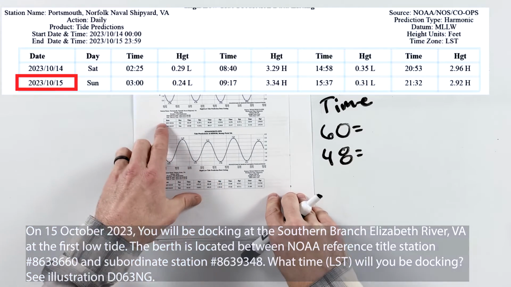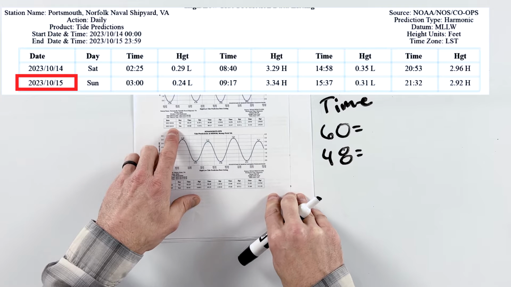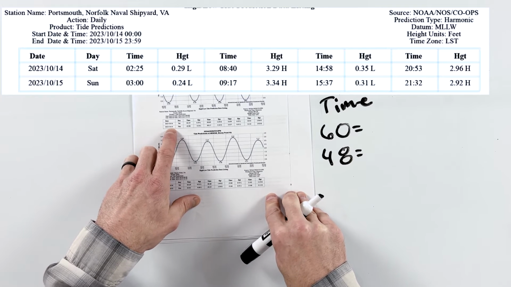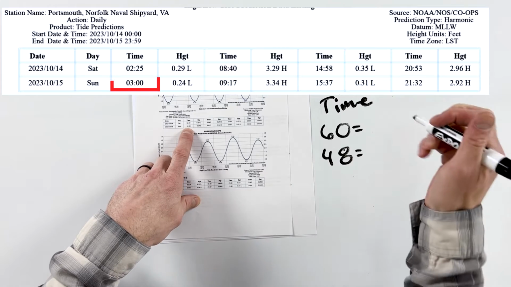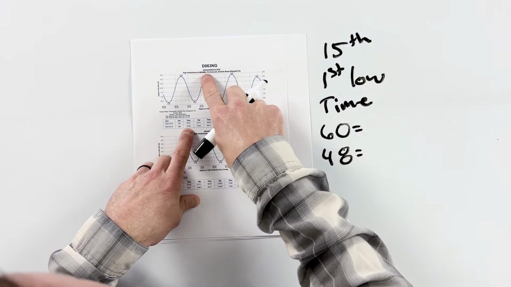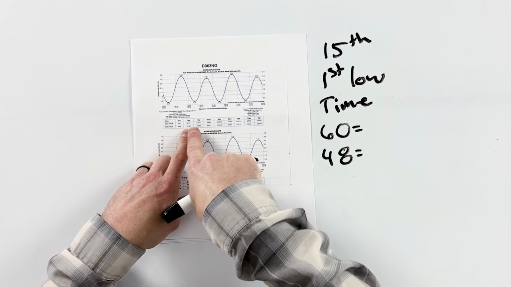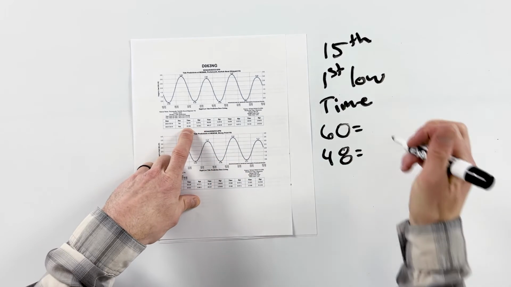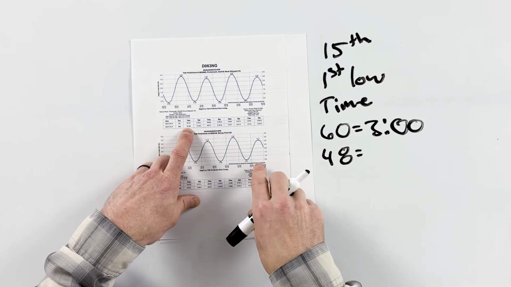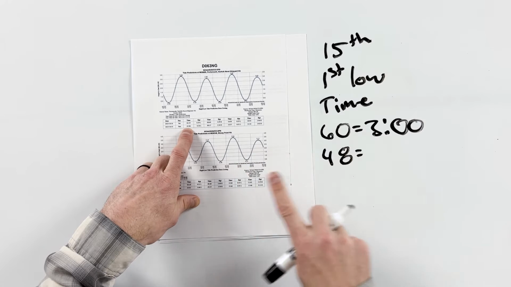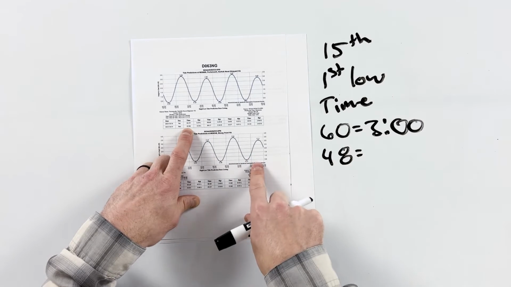So the 15th is now the second row down, and it's the first low on the 15th. So here's the time of the first low, and it is 3. So on 60, 15th, first low, time is 3. 3 p.m., 3 a.m.? It's a 24-hour clock. This is 3 a.m.